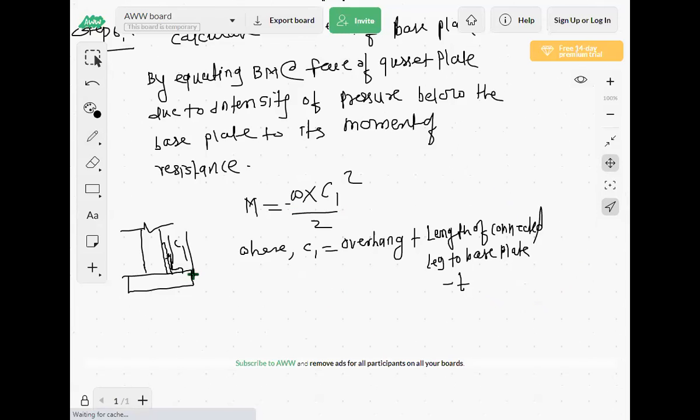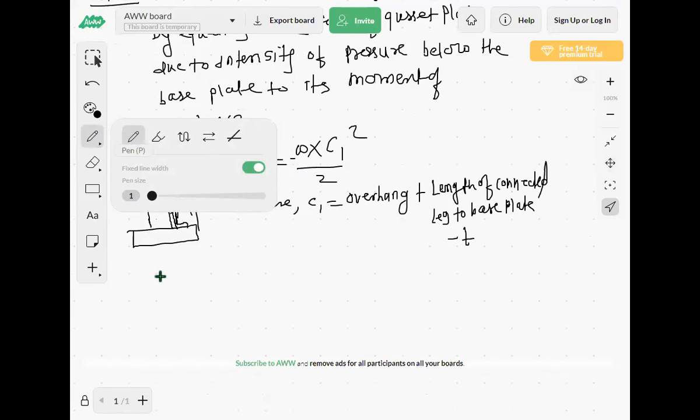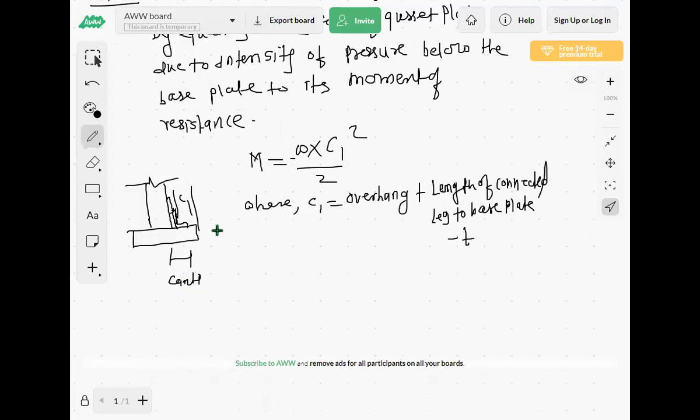How to calculate C1? This overhang distance plus length of the connected leg of angle to the base plate, minus thickness. So this angle thickness we have to subtract. At this face, this C1 will act. So for the calculation of moment M, we use intensity of pressure into this overhanging distance squared divided by 2, because this part acts as a cantilever part. So we have calculated moment here. Now after the calculation of this moment, we will calculate thickness. Write down this.